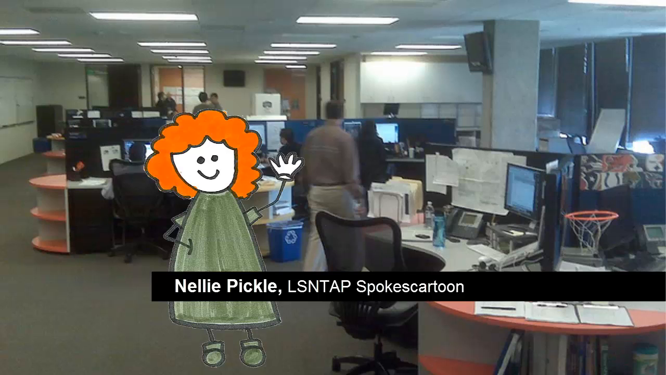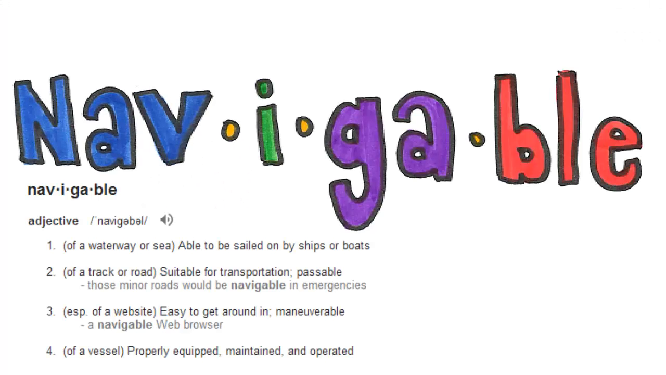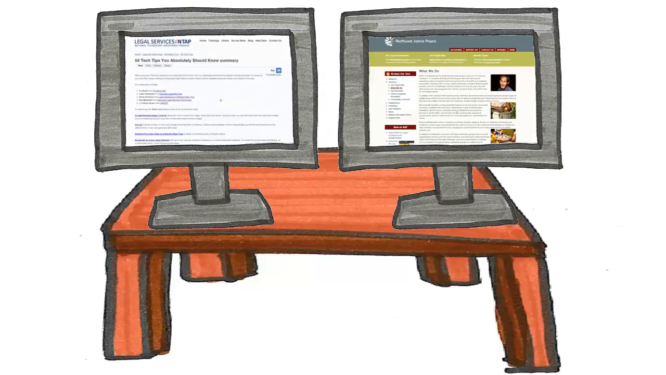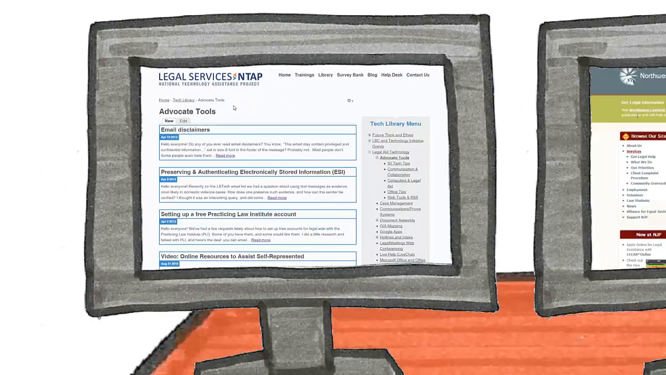Let's talk about navigability. Navigability means that visitors to your site can find what they're looking for with relative ease. Basically, this centers on clarity of titles and predictability of design. Breadcrumb trails and sidebar navigation menus both accomplish about the same thing. They tell the visitor where they are within the hierarchy of your site.